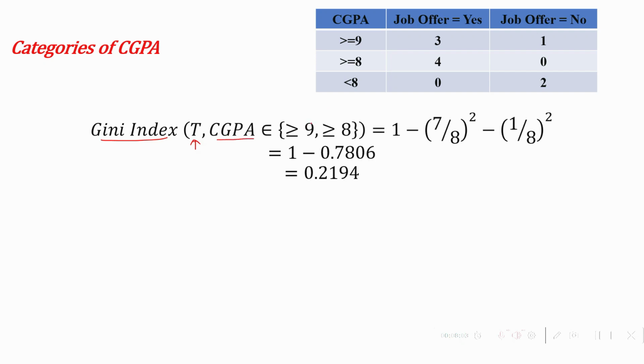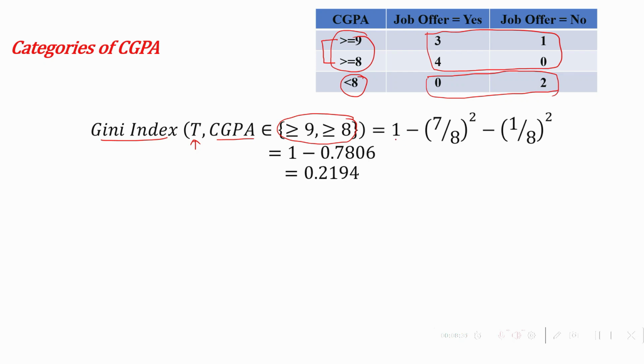For the CGPA, we have different combinations. The first combination is greater than or equal to 9 and greater than or equal to 8 as one subset, and less than 8 as another subset. If we combine the first two, the total number of elements is 8, and here the total number of elements is 2. Now for that one we are going to find the Gini index.